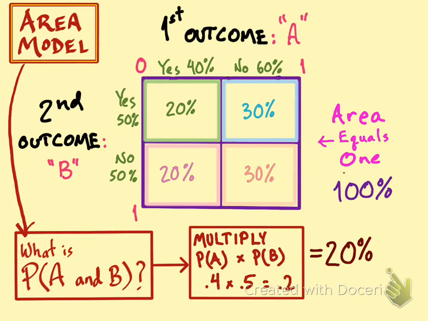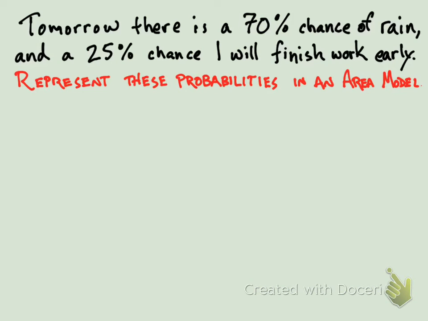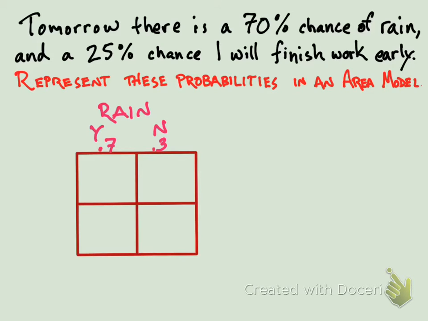All right, so let's try one of these. Let's say that tomorrow there's a 70% chance of rain and a 25% chance that I will finish work early. Those are two separate things, so they lend themselves really well to an area model. We'll put rain on one side with 0.7 being a 70% chance for yes, and a 0.3 probability that it does not rain. And then on the other side will be me finishing work early, and that's 25% yes and 75% no.